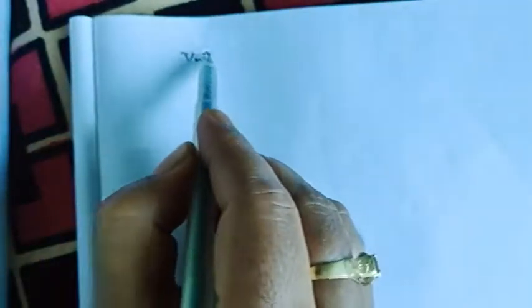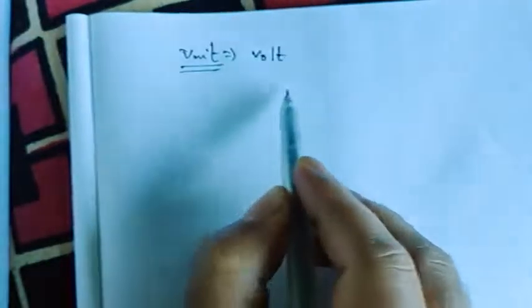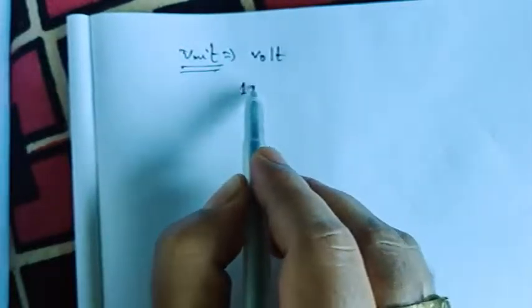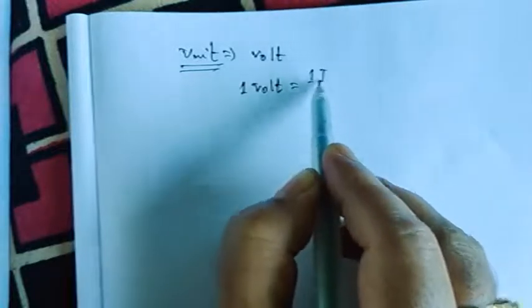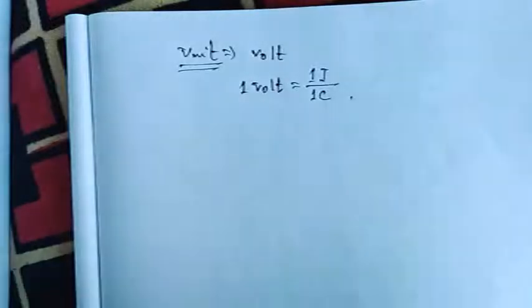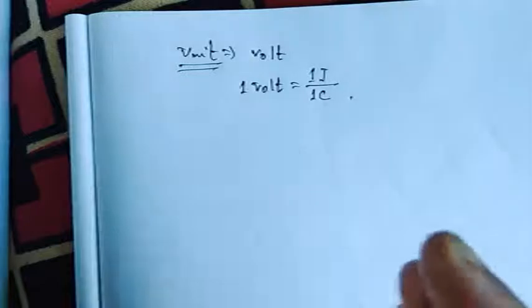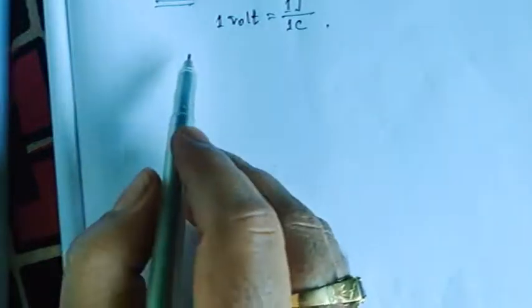Unit. The electric potential unit is volt. I hope you know this from class 10. And what is the definition of 1 volt? 1 volt is equal to 1 joule per 1 coulomb. That's all. How we can define this, we also know, so there is no need to explain all these things. Okay.